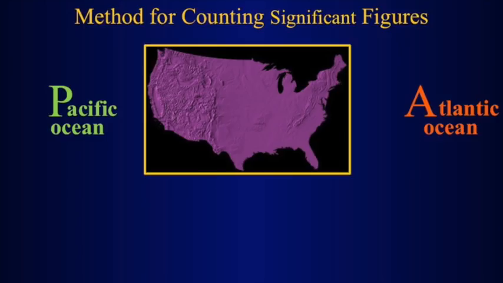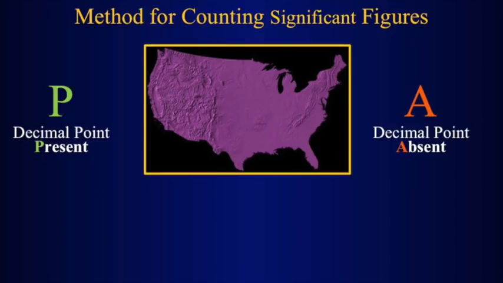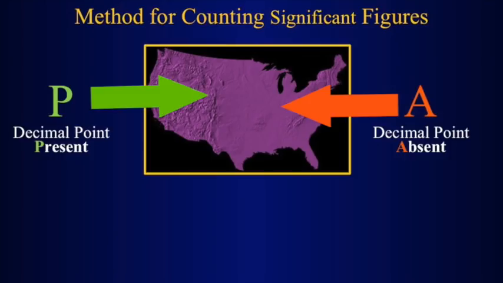To the west we have the Pacific Ocean and to the east the Atlantic Ocean. In our mental picture, we'll use the P from Pacific Ocean to represent decimal point present and the A from Atlantic Ocean to represent decimal point absent. Then, as we apply our rules for significant figures, we'll inspect numbers in the direction from the ocean to the land, depending on whether the decimal point is present or absent.